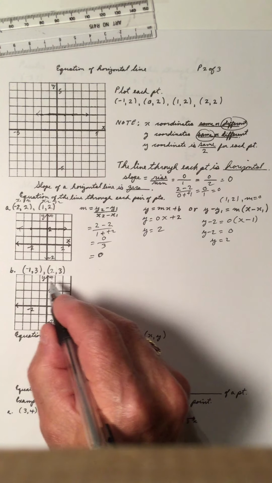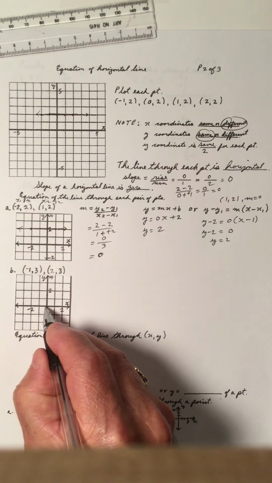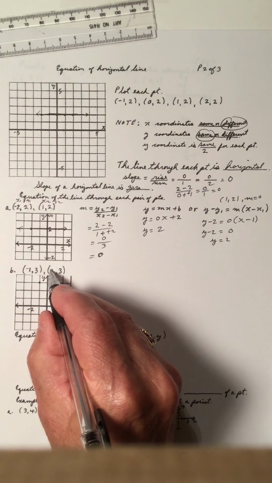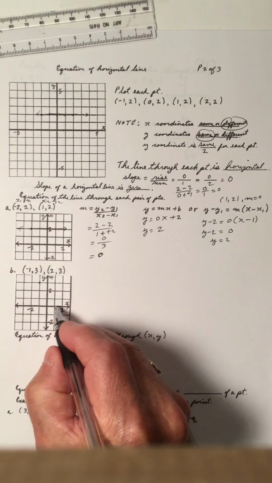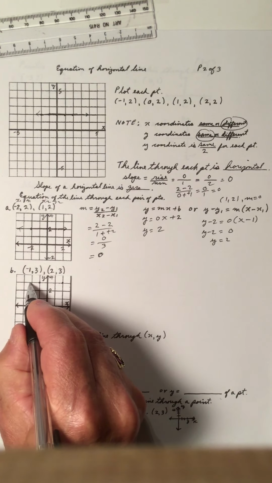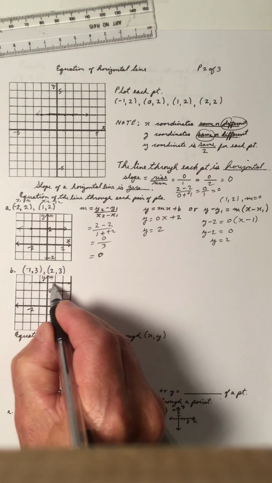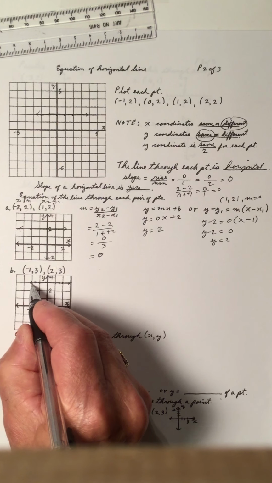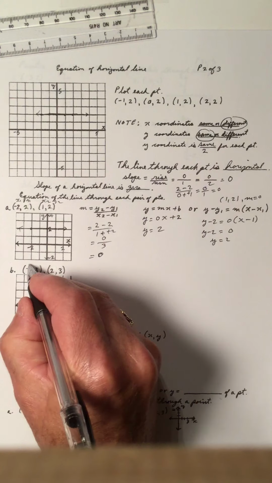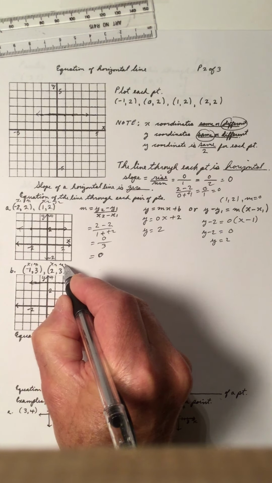Let's try another one. We have a point of negative 1, 3. X is negative 1, y is 3 right there. And we have the point 2, 3. X is 2, y is 3 right there. So this is the line moving through those 2 points. Notice the line is horizontal. So this is x1, y1, x2, y2.